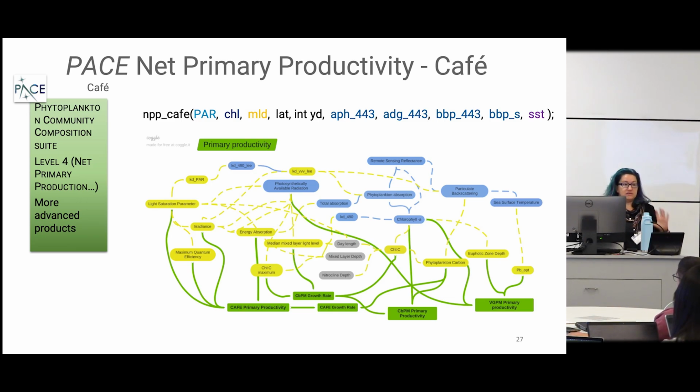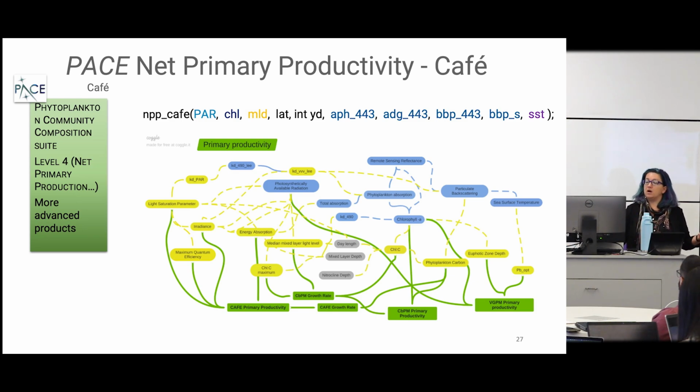CAFE takes from our products SPAR, chlorophyll, APH, ADG, so absorption of the phytoplankton, absorption of the dissolved organic carbon and other junk, backscattering, carbon, backscattering slope, and then now it's taking sea surface temperature from a different source, and then it's taking mixed layer depth because it wants to know how deep those phytoplankton are distributed, and it's also taking some information like where it is and what day of the year it is. So it's a very complex thing.